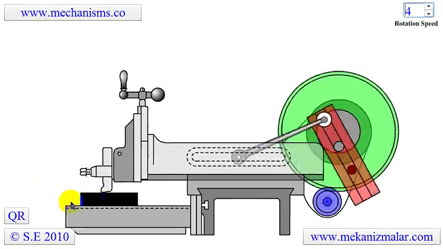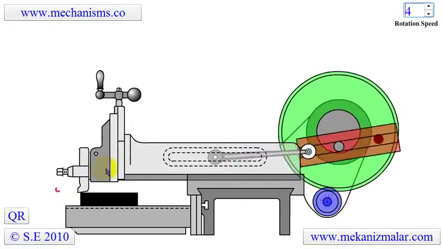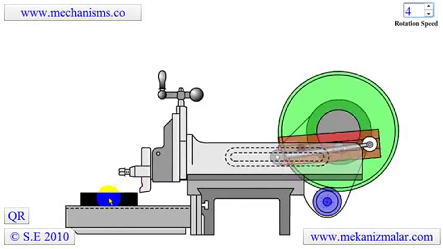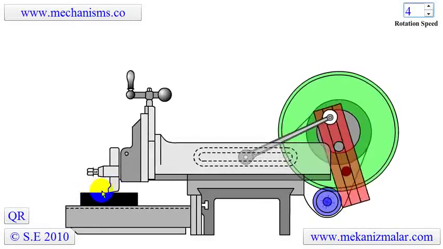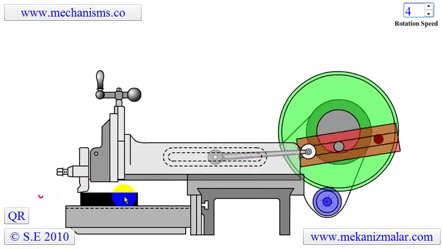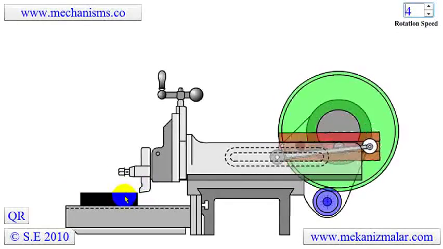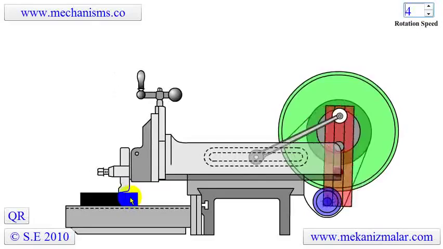During the cutting process, the tool is pushed toward the ram head, which engages with the workpiece. However, during the return process, the tool is pushed away from the ram head and disengages from the workpiece. This allows the cutting tool to slide on the workpiece during the return stroke without cutting it.